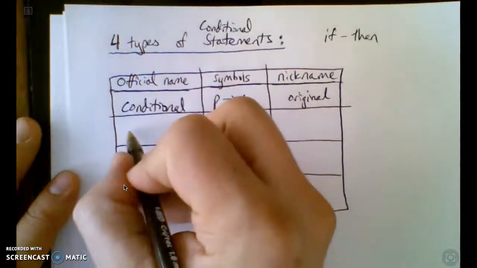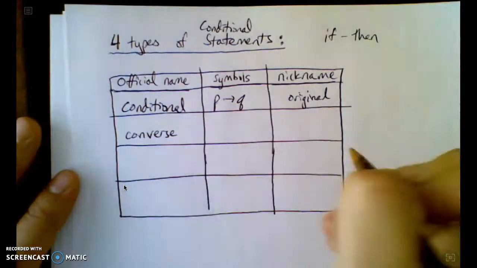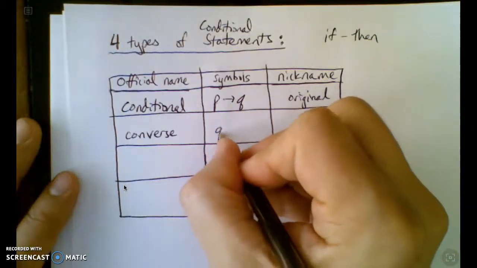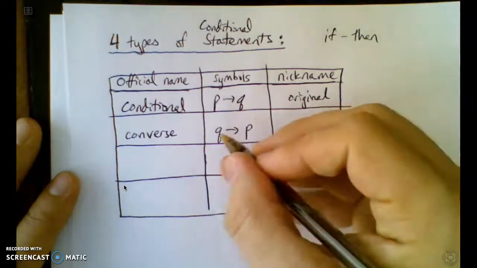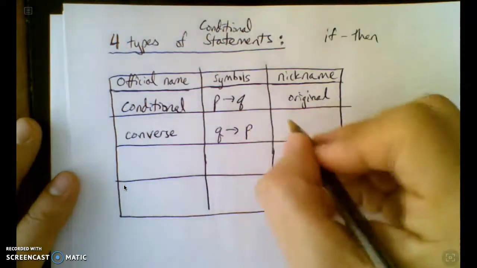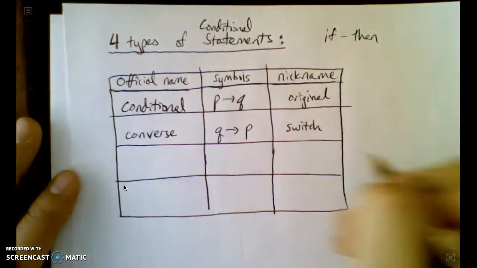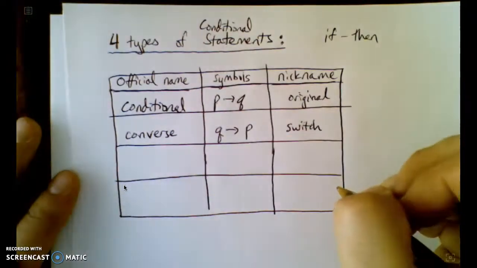There's also something called the converse of a statement. The converse, not the shoe brand, converse of a statement would be to say it backwards. So if I wrote this, you'd say if Q then P. And the nickname for a converse is switch. Okay, so then it would be if Q then P.